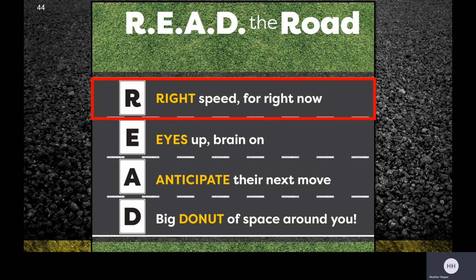Remember that the R in read the road stands for right speed for right now. That means you are constantly judging the traction available on the road and again, adjust your speed to match it.